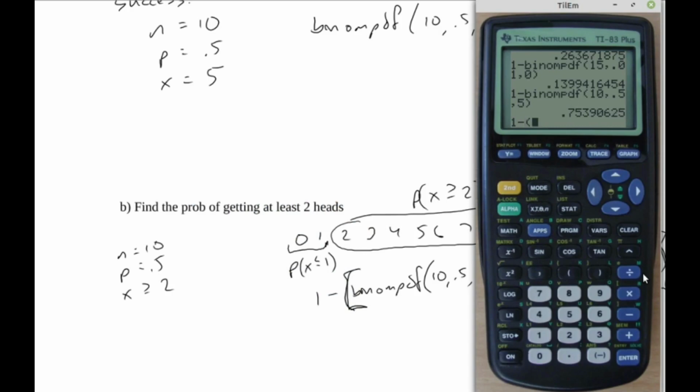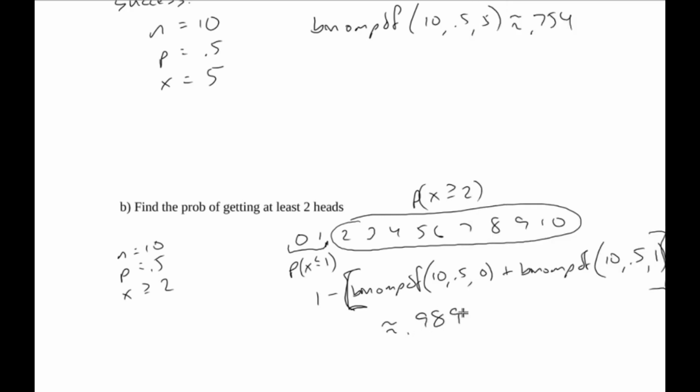1 minus parentheses. Let's do binomial PDF 10, 0.5, 0. I'm going to add that to the binomial PDF 10, 0.5, 1. Close up my 2 parentheses. One of them was a bracket when I was writing on the paper, or on my whiteboard. Add those together, and we get 0.989 approximately.